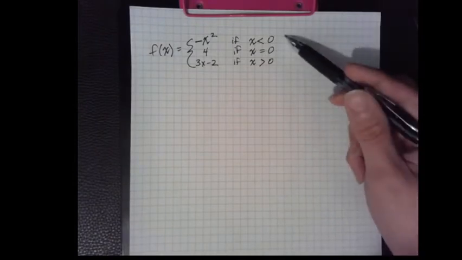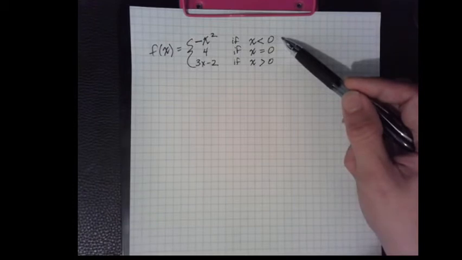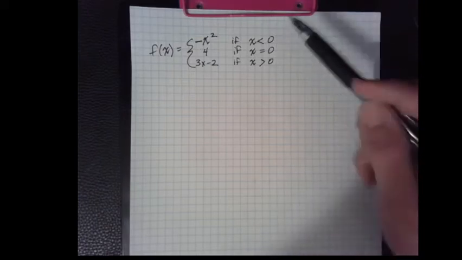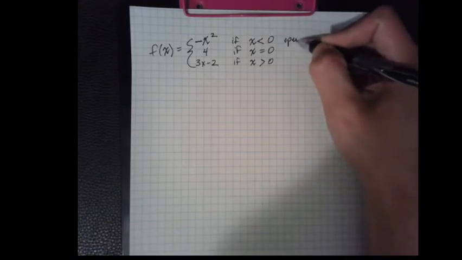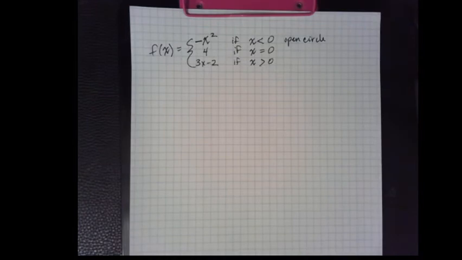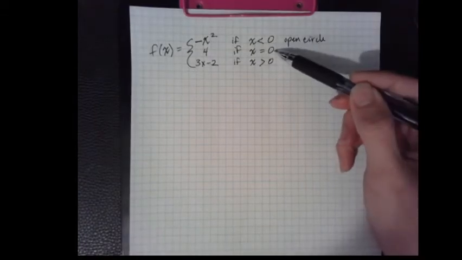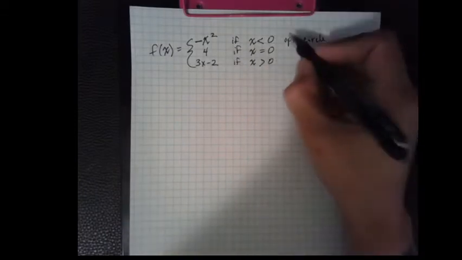So just a reminder on the notation over here, on this first equation, I'm only looking at negative numbers. When I make my t-chart, I do want to evaluate at 0 just to see what the graph is doing, but that point that I find in my t-chart will be an open circle. Remember, an open circle is our way of showing that this point is not actually a part of the graph. When x is 0, we're going to have the point 0, 4. This will be a closed circle.